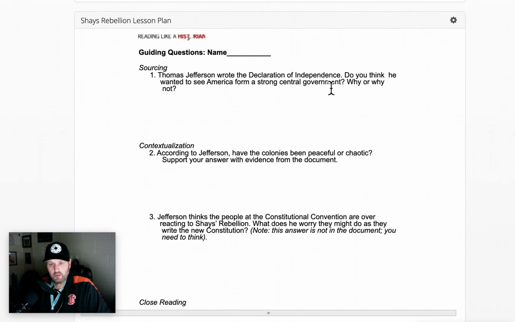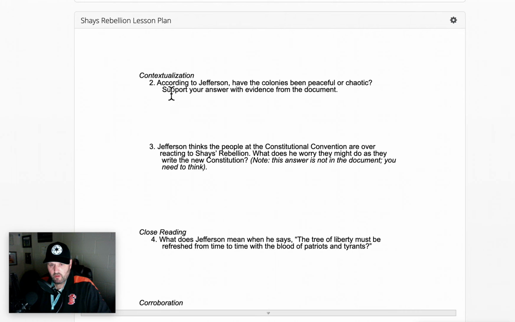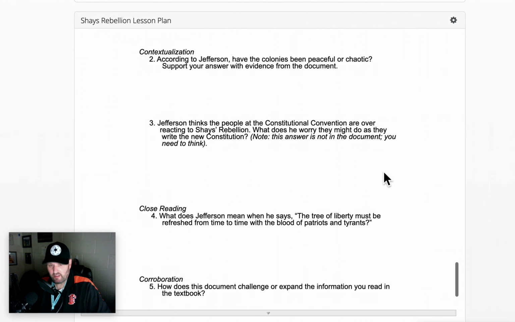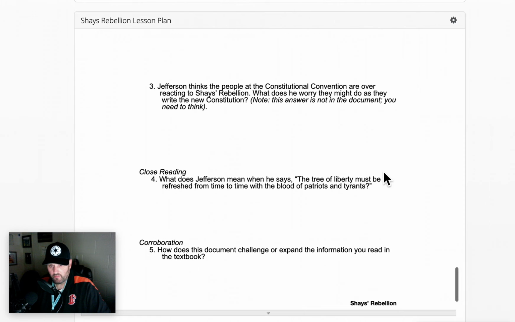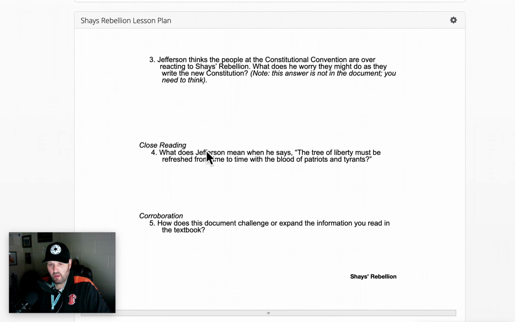Thomas Jefferson wrote the Declaration of Independence. Do you think he wanted to see America form a strong central government? Why or why not? According to Jefferson, have the colonies been peaceful or chaotic? And you've got to give an example from the work as to what he said. Okay, Jefferson says that people at the Constitutional Convention are overreacting to Shays Rebellion. Why does he think that?